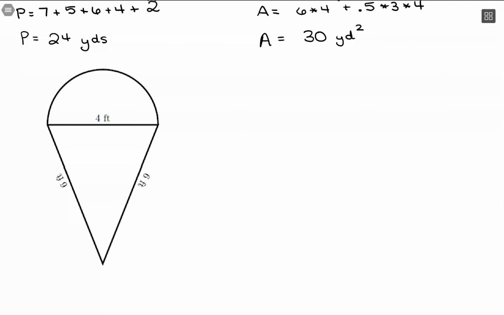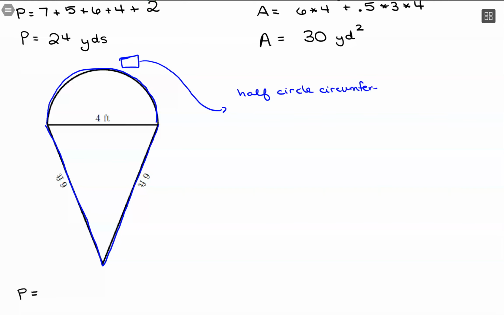So we have a half circle and a triangle working together here. In terms of perimeter, what I can think of is we'll have this 6 feet, we'll have this 6 feet, and then in terms of outside the image, we have this unknown half circle circumference right there. So actually we could go ahead and find that right now, because we want a half circle circumference. What we know is we have a diameter of 4.